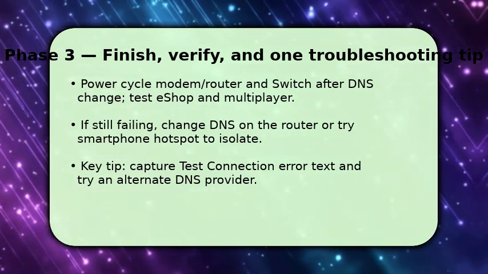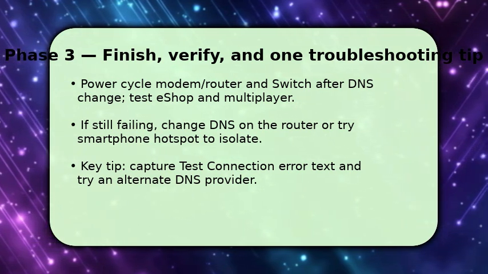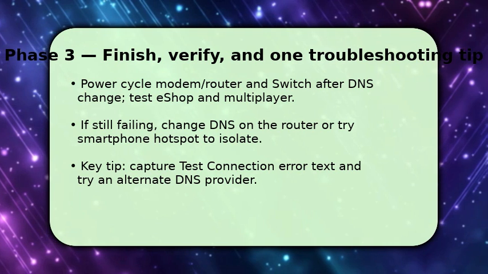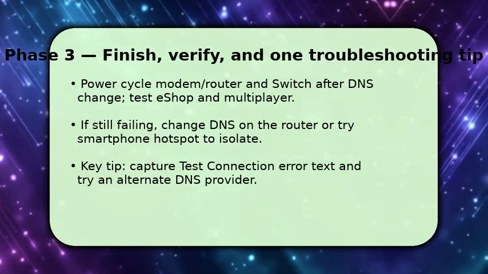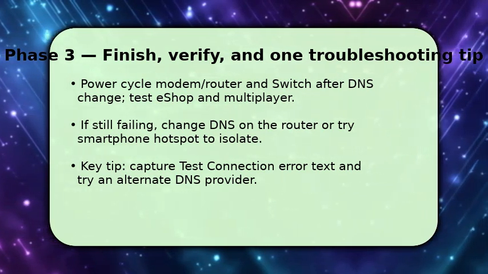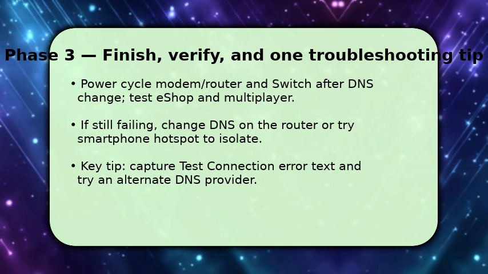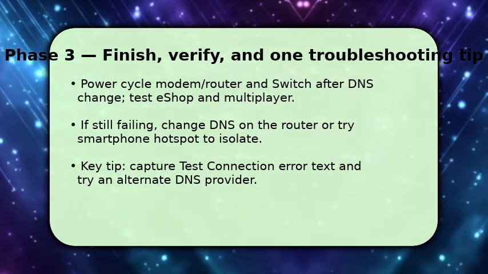If problems persist, change DNS at the router level so every device inherits it, or tether the Switch to a phone hotspot to see if the home network is the issue. If you still see errors, record the test connection error text and try another DNS provider. That detail helps pinpoint whether it's a DNS lookup, hostname block, or upstream ISP problem.